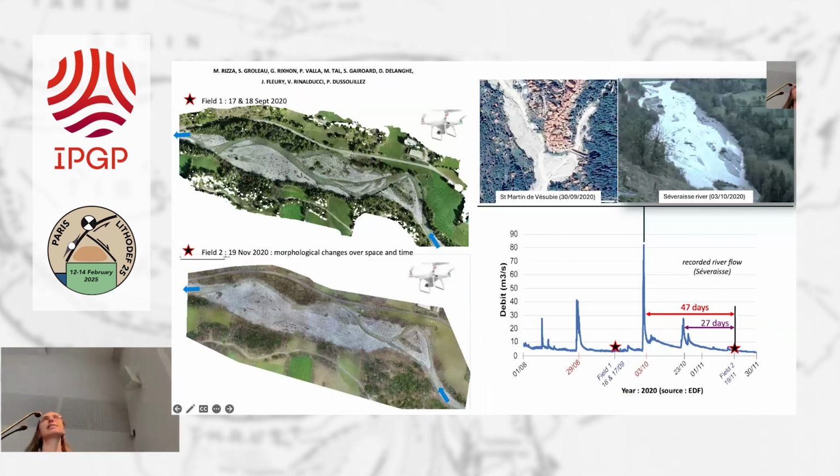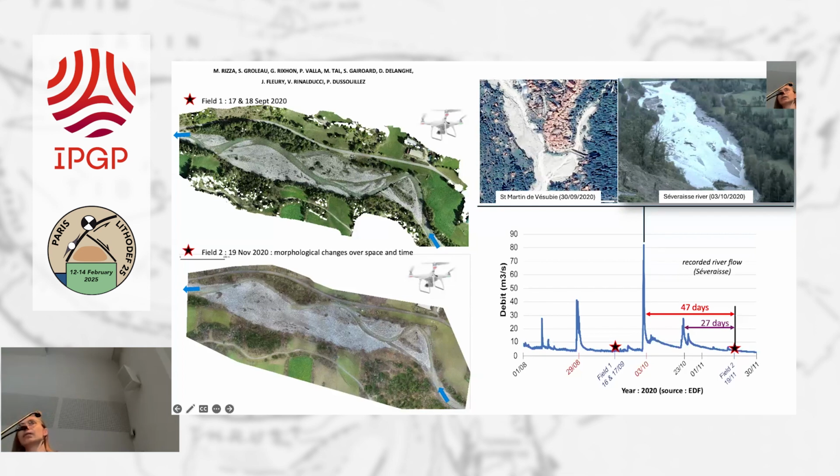So I just showed you the data from this part, and now I will show you something that happened. In 2020, there was this big climatic input in southern France that created the big flood in Saint-Martin-de-Vésubie, the Alex storm. And a few days later, the Sèvres, the same river, had a huge flooding. This is the record of the river, and as you can see, it's a very big input of water in the riverbed.